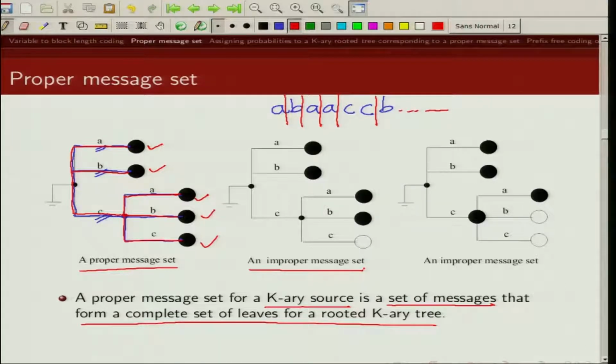Now if you look here, if I get an A, I am parsing the sequence. If I get a B, I am parsing a sequence. If I get a C, I look at what my next bit is. So I parse it at CA, CB. But there is nothing for CC. So if I get a CC in my input sequence, this particular source parser, which I am calling an improper message set, cannot parse my input into blocks of data.